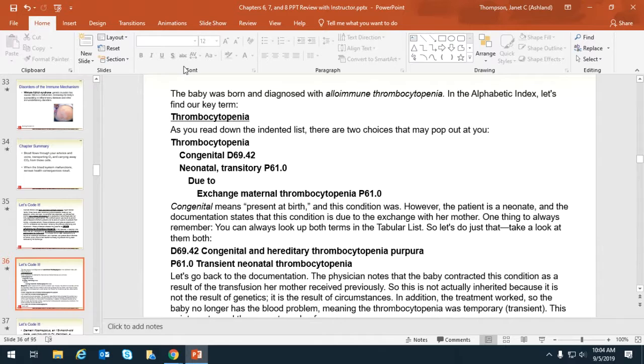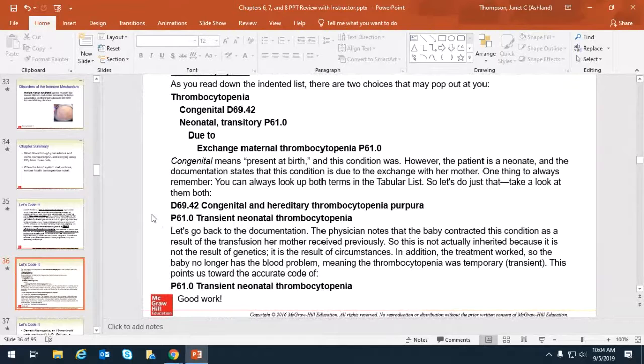So between these two codes, P61.0 is our correct code. The physician states the baby contracted this condition as a result of the previous transfusion. This is not inherited because it's not a result of genetics. So that's another good way to remember: congenital has the GEN for genetics. It's a result of circumstances.